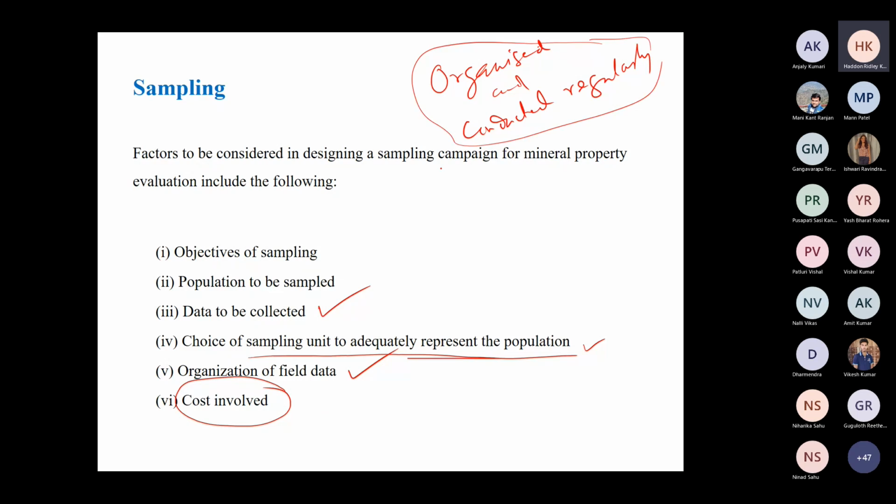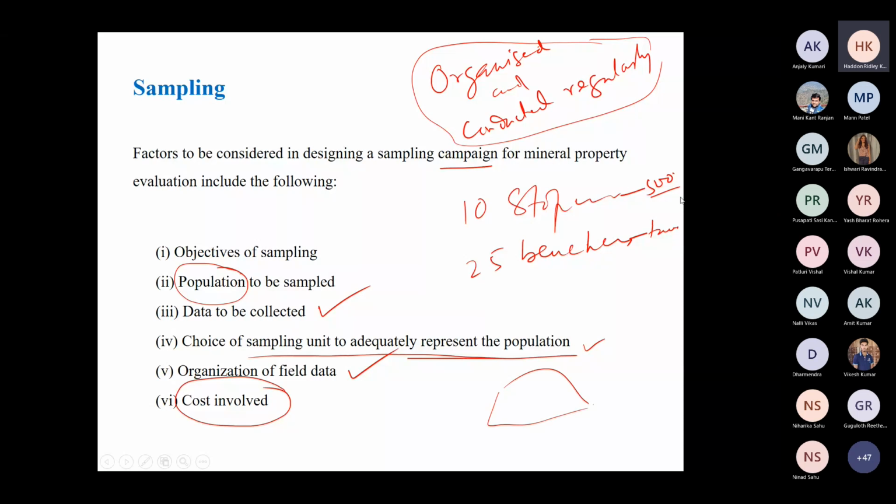What is the population to be sampled? Why do you sample it? Which part? Population does not mean human beings. Say in underground mines we have 10 stopes, or we have 25 benches, each having more than 50,000 tons. 10 stopes, maybe 5,000 tons per stope. So what particular population will you be sampling?